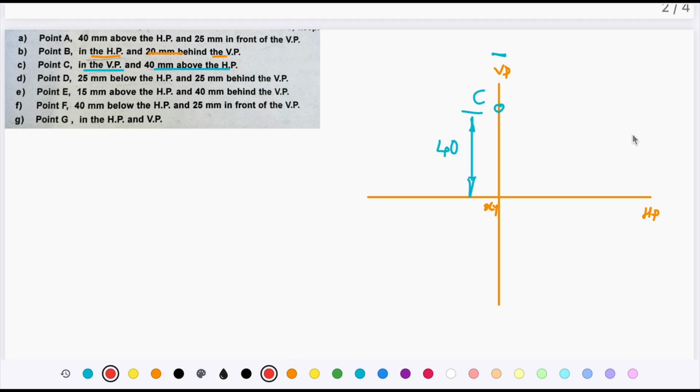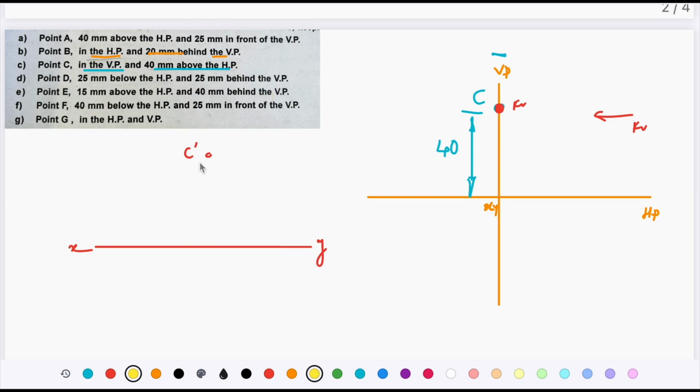Now when you draw its solution, front view, it will appear where point is located. It is on VP itself. So this is going to be position of the front view at a distance of 40 above XY line. So this is going to be C dash.